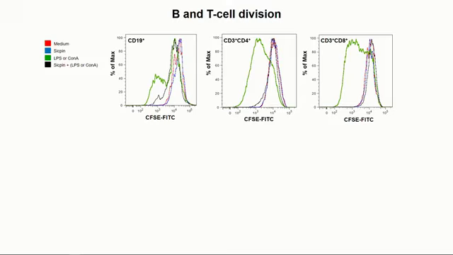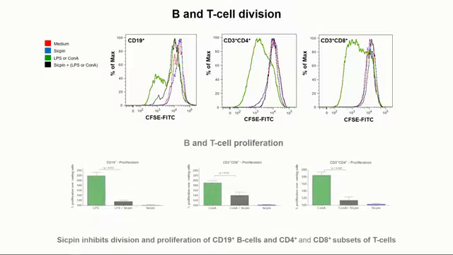CFSE is a dye that permeates into the membrane of the cells. So every time they have a division, the dye is diluted, and that's the reason you can see this here. When you have SigPin present, there is no cell division. And the same thing goes for the colorimetric assay, using the same subsets, B and T cells. So we know that SigPin inhibits both of them, either T or B cells. So that's when we went after the mechanism of action.